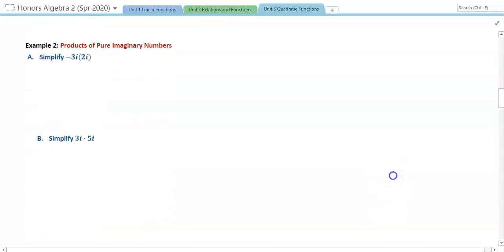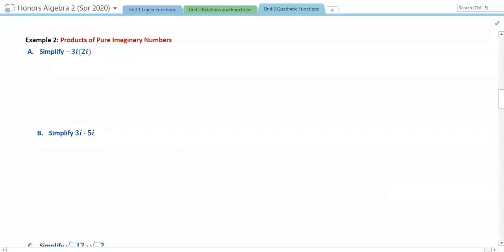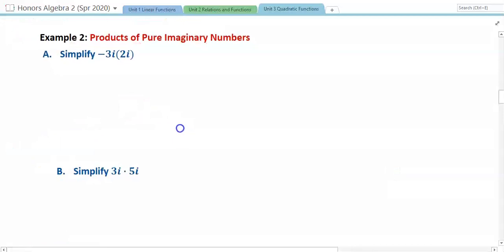So let's look at some examples of products of pure imaginary numbers. Now, multiplying these numbers together is just like we multiply anything else together, right? These are just, treat them like variables. If I did negative 3x times 2x, what would we get? Well, we multiply the negative 3 and the 2, and so we get negative 6, and x times x gives us x squared.